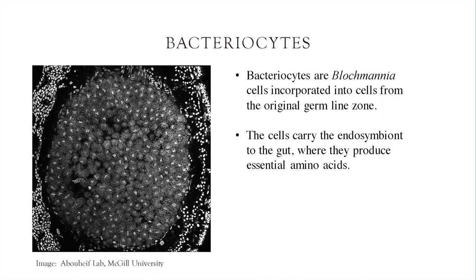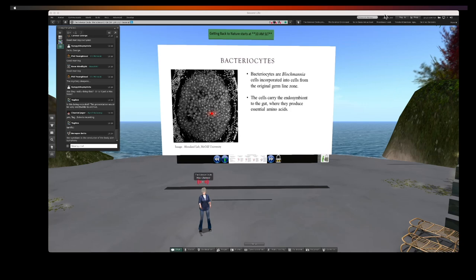So this is a picture of the bacteriocytes. And you can't really quite see the Vulcania in there, but the bacteria are inside these cells. And the bacteriocytes are developed from what normally would have been primordial germ cells, but these are bacteriocytes. And instead of going into the gonad, they go to the guts where they make these essential amino acids.